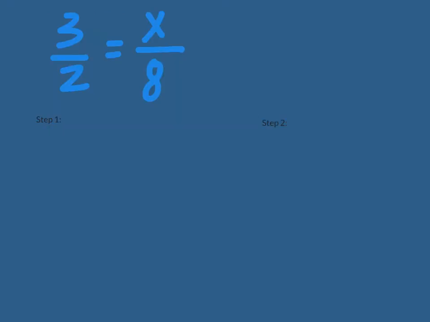Now we're going to solve proportions using mental math. If we have 3 over 2 is equal to x over 8, there are things we can do. Step 1: think, the product of 2 and what number is 8?